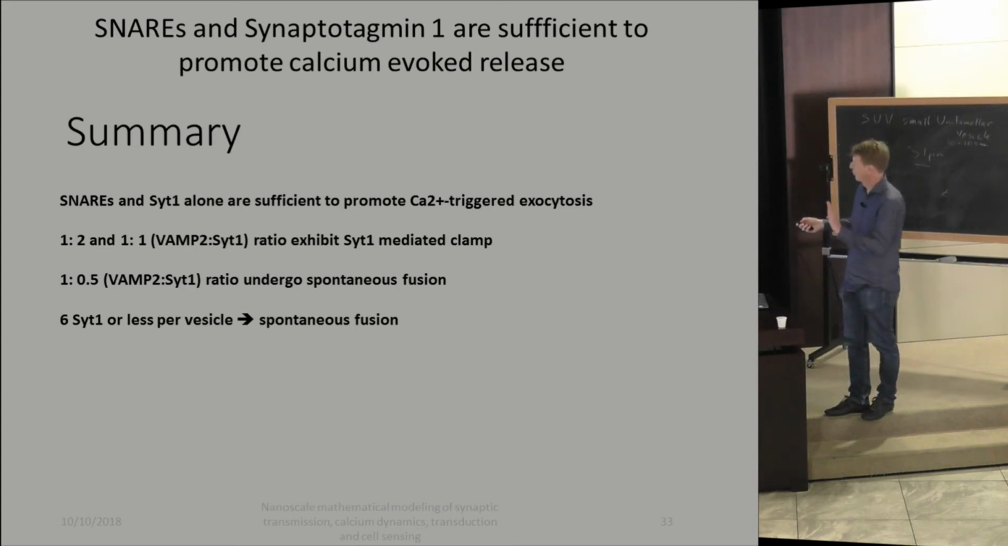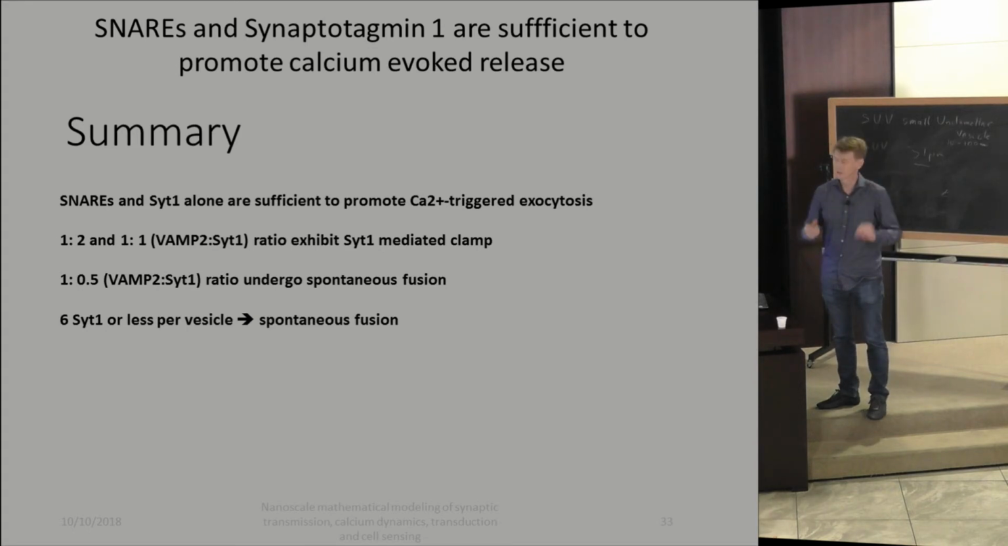It's not the whole story, of course, but what we observed is that when we put an excess of synaptotagmin, or at least when it's stoichiometric, meaning one V-snare for one synaptotagmin, we have the clamp.